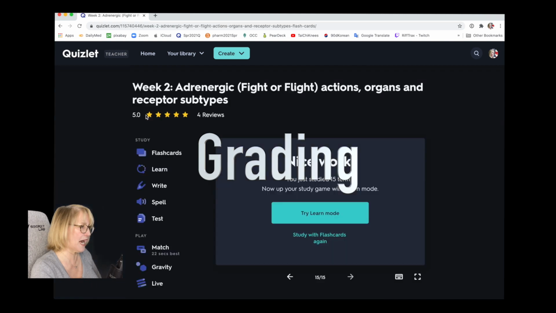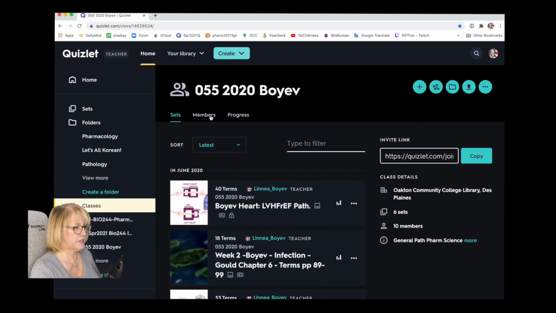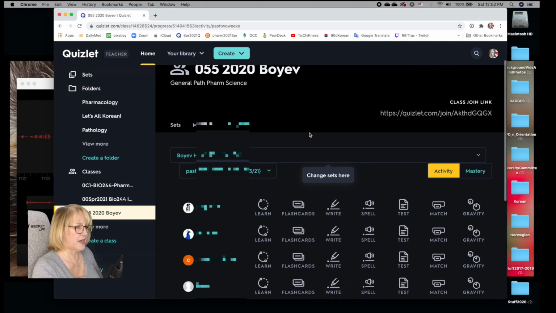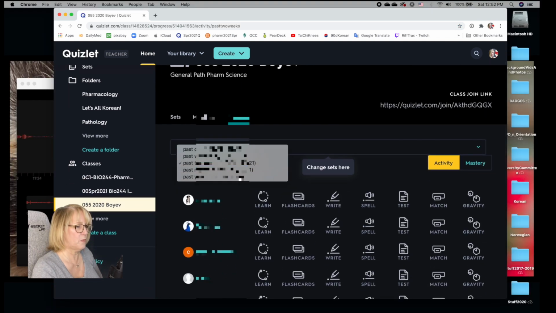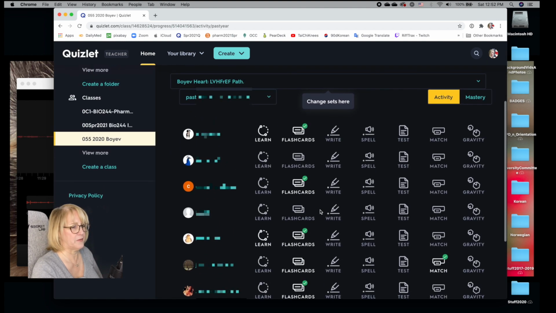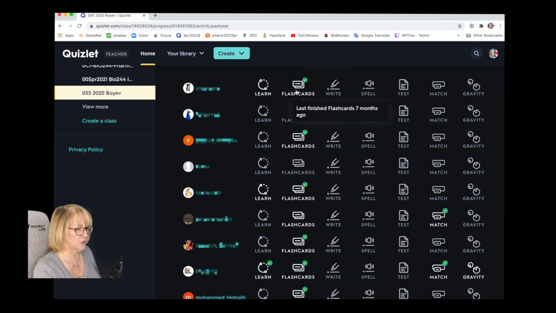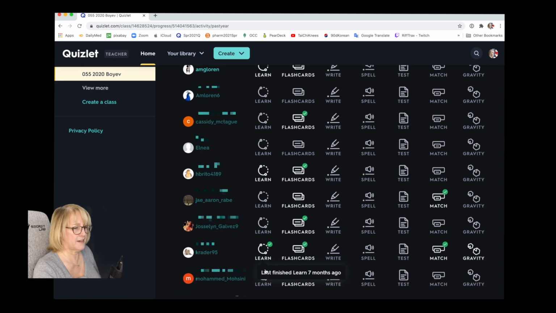And I just want to show you what I can see. Let's look at an old class. For this particular set, let's look at progress. If I hover over it, it'll tell me when they last finished it. Now, this is a year ago, so it's just saying it finished it 7 months ago. But if it's within the last 2 weeks, it'll tell me what date and what hour you finished the activity, and also what percentage you finished. So if you're doing the learning activity, like this person hasn't done any of the learning yet. This person did matching and they did it in 30 seconds.